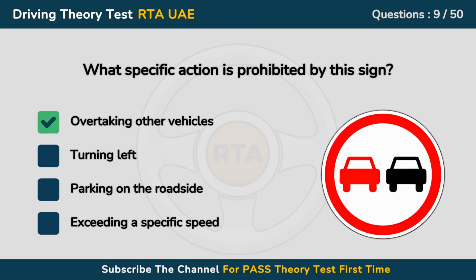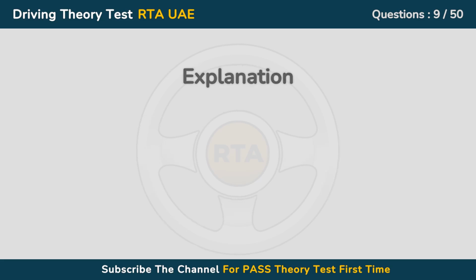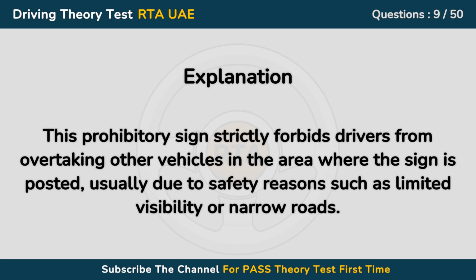Answer is A. Overtaking other vehicles. This prohibitory sign strictly forbids drivers from overtaking other vehicles in the area where the sign is posted, usually due to safety reasons such as limited visibility or narrow roads.